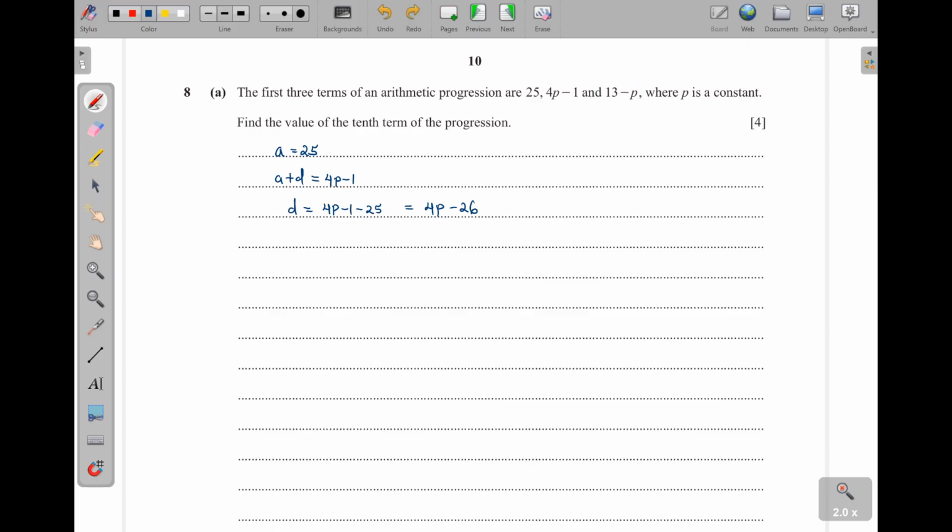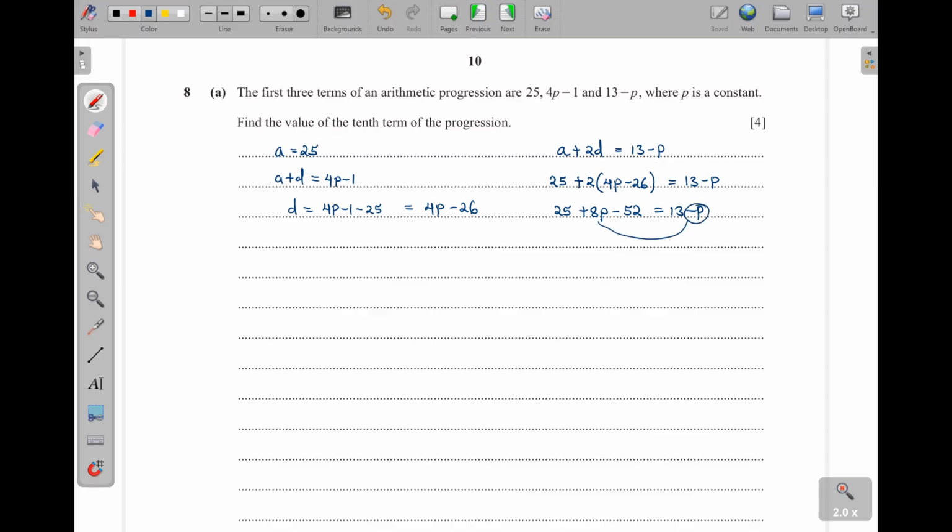Now we have the third term here. The third term is a plus 2d, which is equal to 13 minus p. Since I have d in terms of p, I can put it here. Already a is 25, then plus 2 times 4p minus 26, which is equal to 13 minus p. So I have one unknown here, which is p. I can get the value of p, and then from there I get the value of d, then I can get the 10th term.